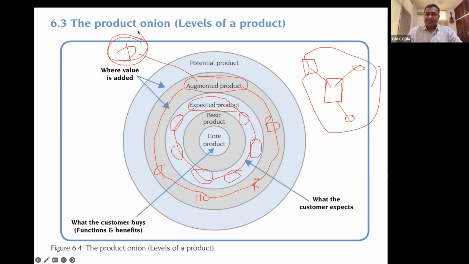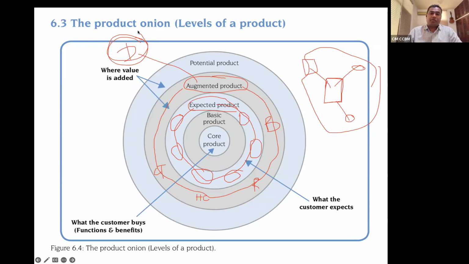Expected, right? But how can you augment your product? That is differentiation. Product augmentation, differentiation. So you have to think creatively. How can an airline augment its product? How can a hotel, how can an education institute augment? What are our points of differentiation? How can a supermarket augment its product?